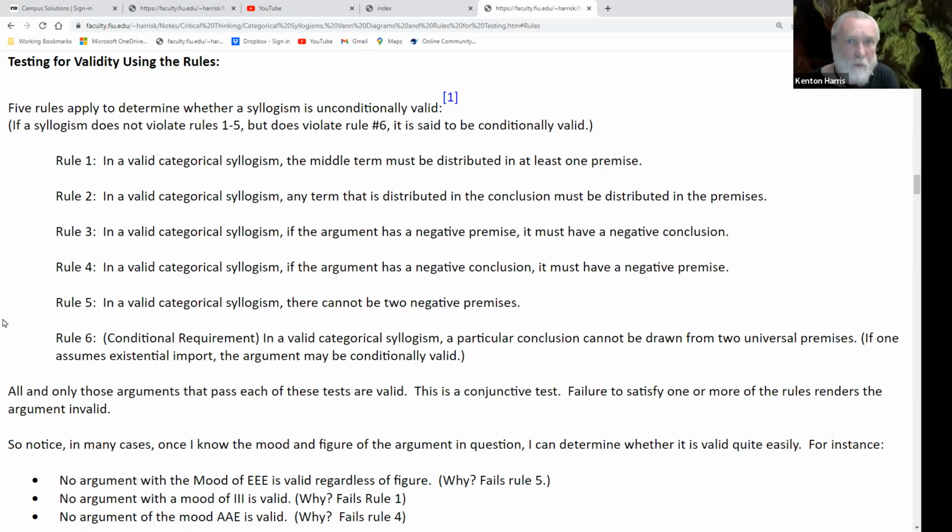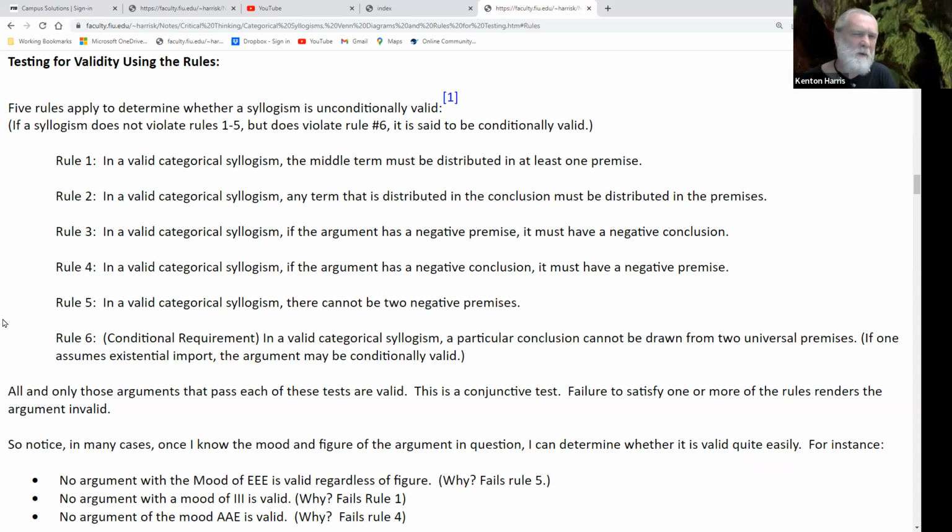There are 6 rules that you must use in order to test a syllogism for validity, right? So if a syllogism does not violate rules 1 through 5, but it does violate rule 6, it is said to be conditionally valid. But if it doesn't violate any of the rules, 1 through 6, then it's what's called unconditionally valid. Okay, so let's see. Rule 1. In a valid syllogism, the middle term must be distributed at least once.